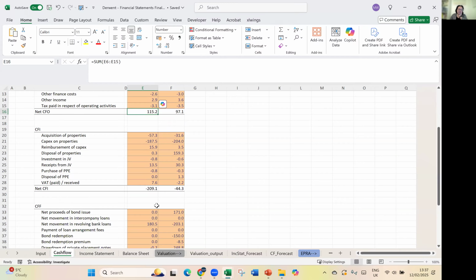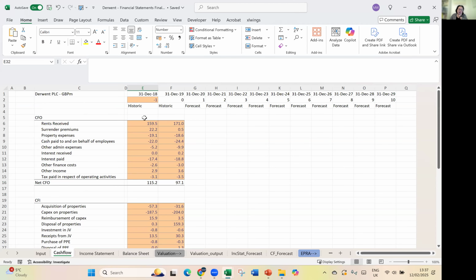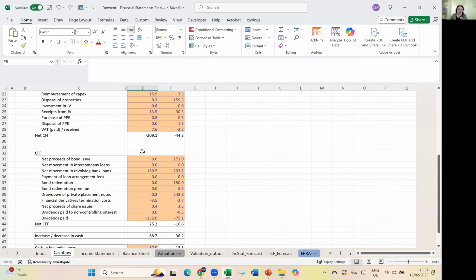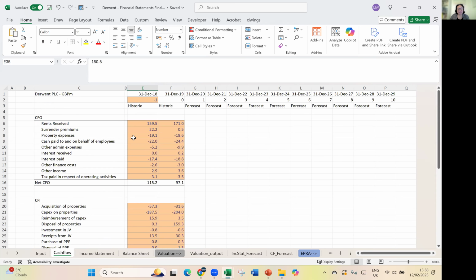And then your CFF, if you're a core investor, it might be that the only thing there is a dividend distribution, so you're going to be a little bit negative, right? So that's if you are a core investor. You can check with your cash flow statements whether an investor who says, okay, I'm a core investor, really is.